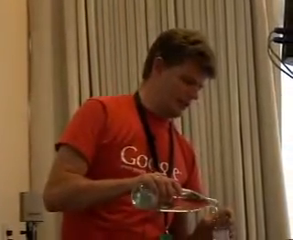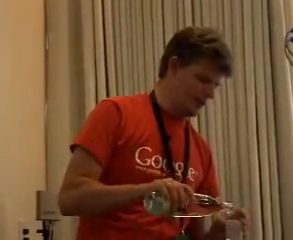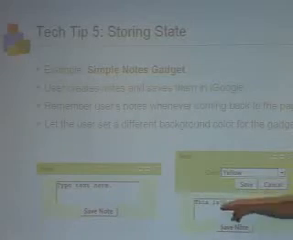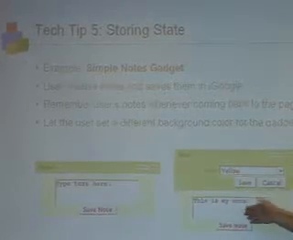Storing state. We briefly touched on this. So let's say I wanted to build a yellow note gadget, one of those things that you can put notes in. You could have a little edit thing in it, and people could just type whatever they want. But then the next time they go to the iGoogle page, obviously what they typed in here is gone. Now I could put a save button here, but where do I save whatever it is?